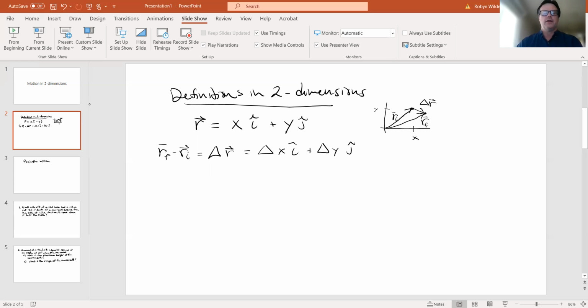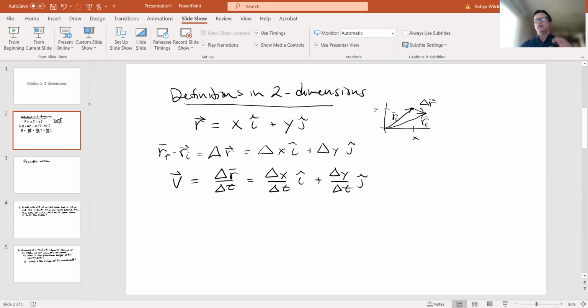And again, just to define our velocity, we would have delta R over delta T. Anytime you divide a vector by a number, for example, dividing by a time of 3 seconds, 5 seconds, whatever it is, I just divide the components. So I'd have delta X over delta T I hat plus delta Y over delta T J hat. And so you can see I've got a one-dimensional X displacement and a one-dimensional Y displacement, and they form the components of the two-dimensional velocity vector.